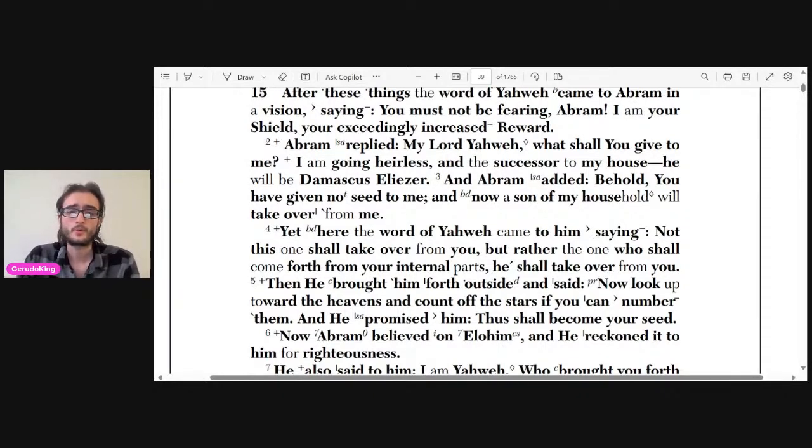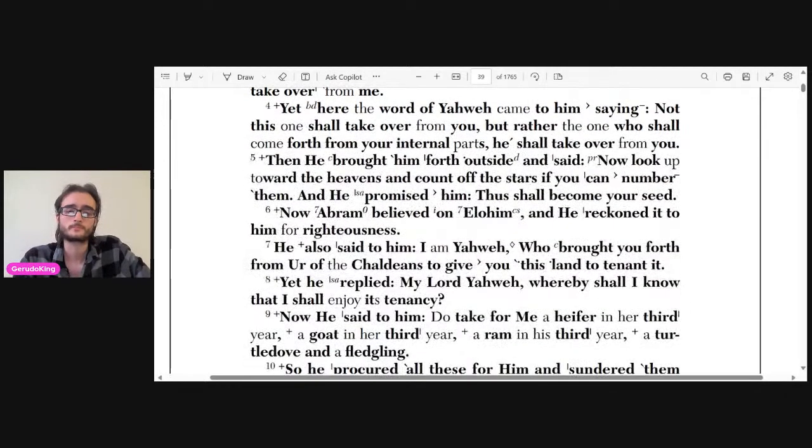And Abram added, "Behold, you have given no seed to me, and now a son of my household will take over from me." Yet here the word of Yahweh came to him, saying, "Not this one shall take over from you, but rather the one who shall come forth from your internal parts, he shall take over from you." Then he brought him forth outside and said, "Now look up toward the heavens and count off the stars, if you can number them." And he promised him, "Thus shall become your seed."